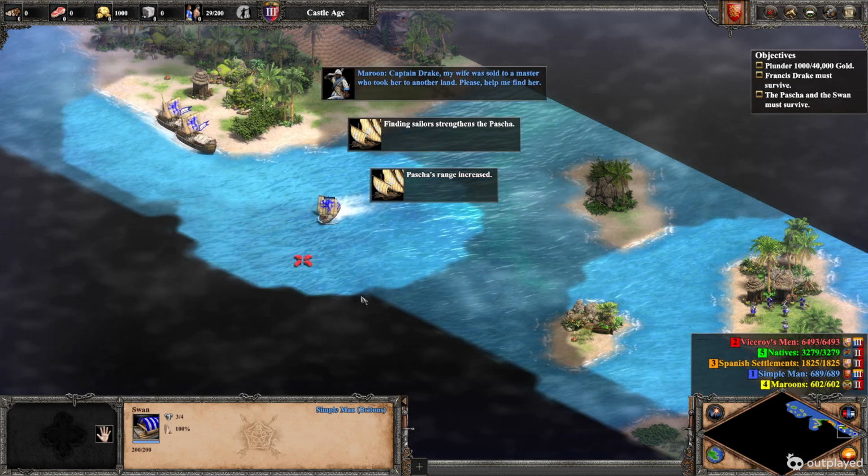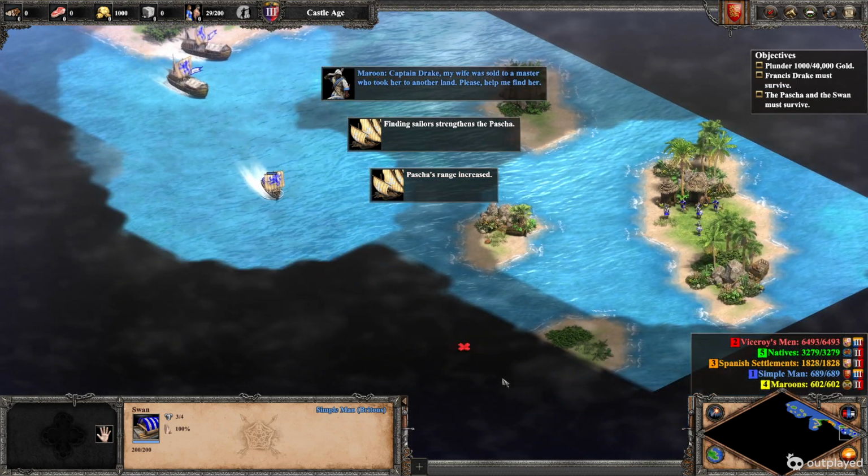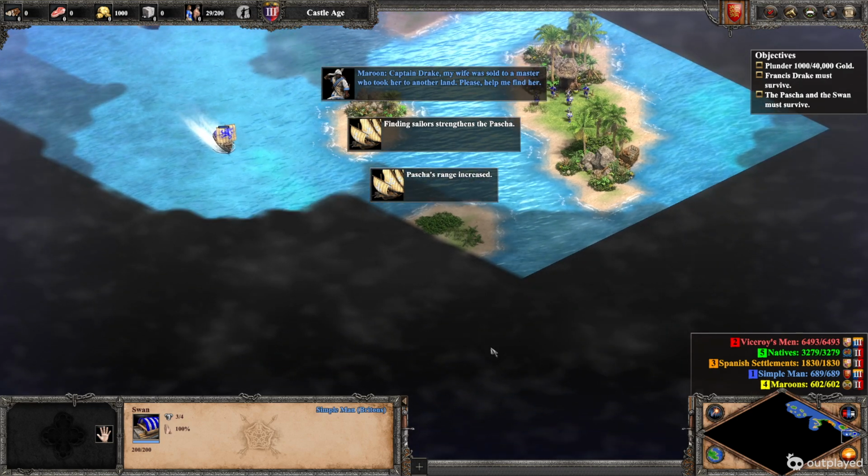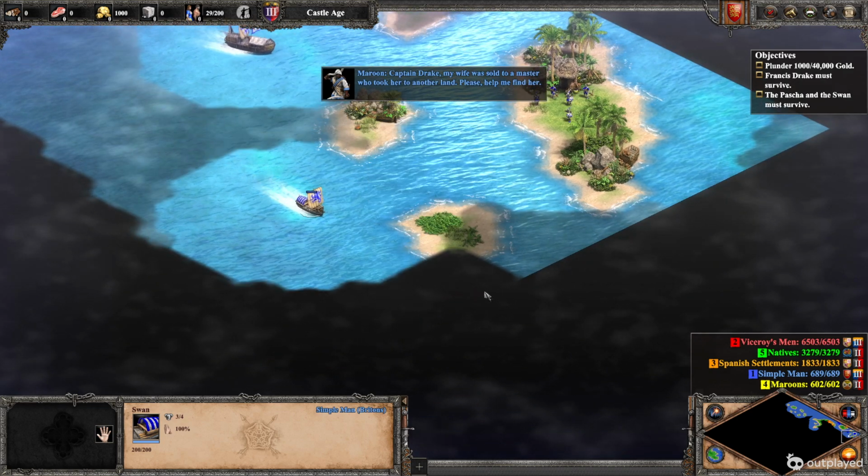Captain Drake, my wife was sold to a master who took her to another land. Please, help me find her.